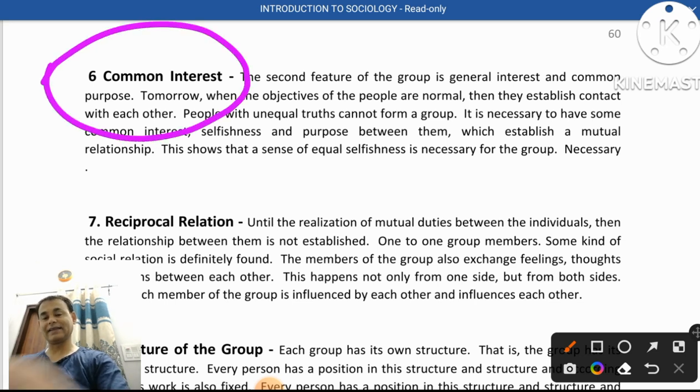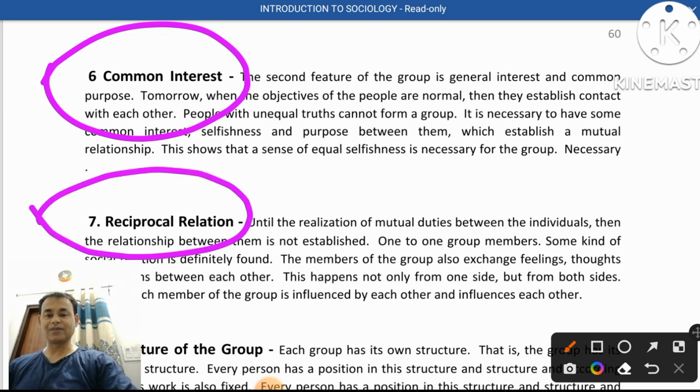Common interest. The feature of common interest is also compulsory for a social group. A special interest is there in an association. If it is an association, then it becomes a special interest.